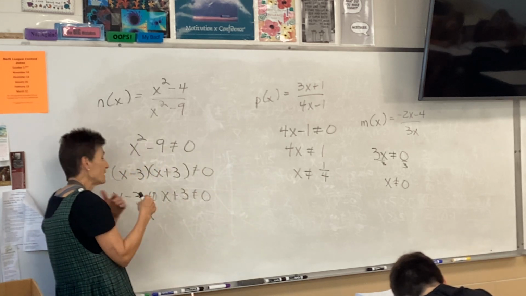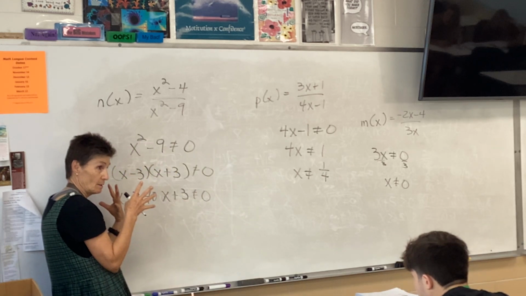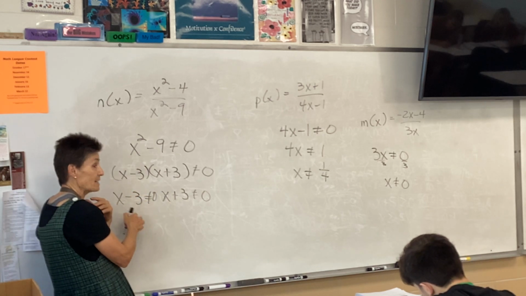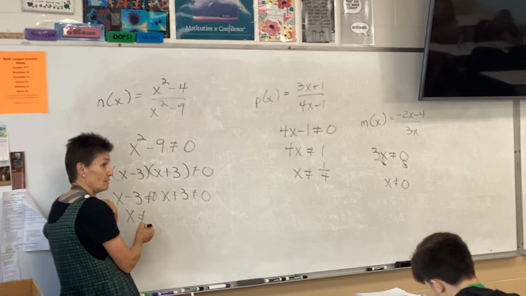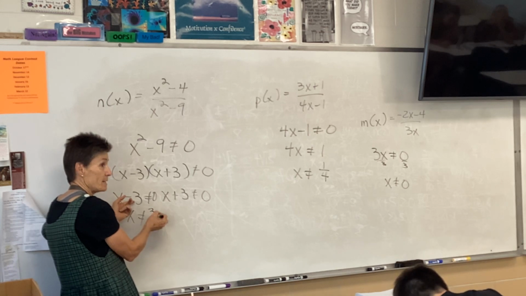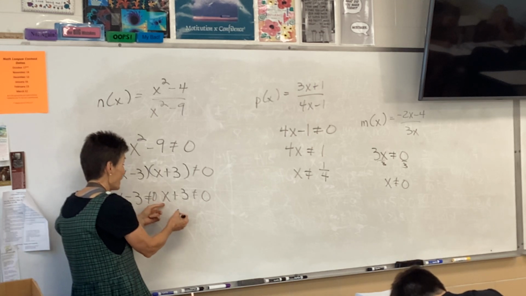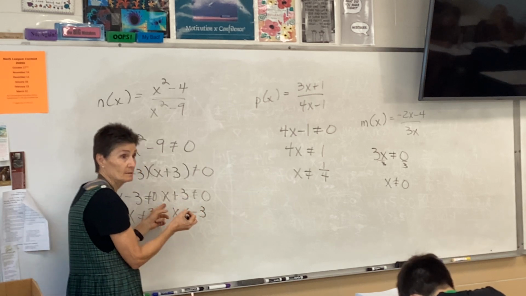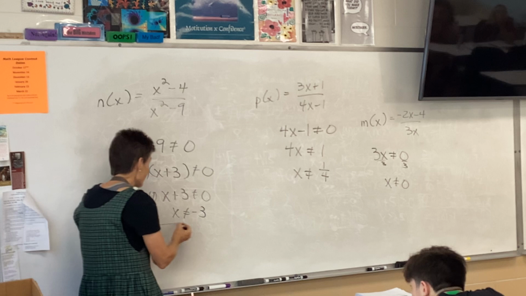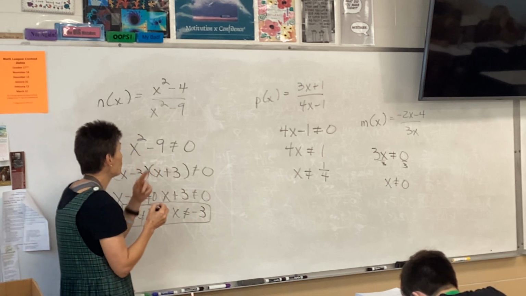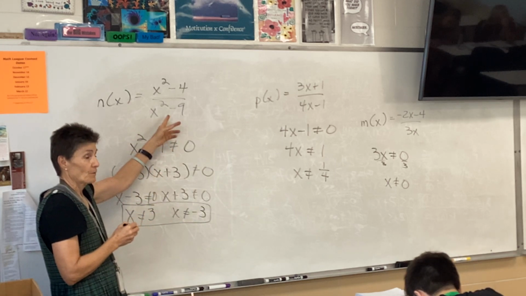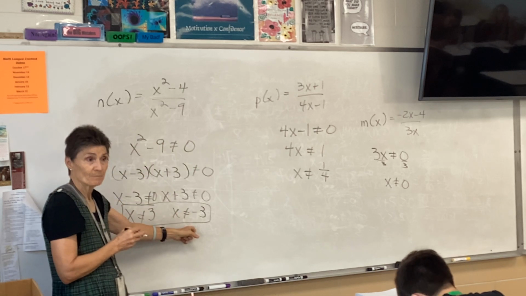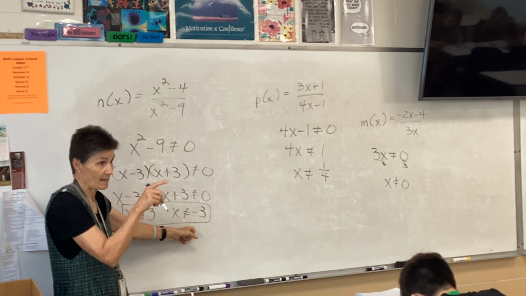So you know how normally you set them equal to 0? Well, now we're setting them not equal to 0. So what does that tell me? X cannot be 3, and x cannot be negative 3. So you can pick whatever x you want for this problem, except 3 and negative 3. There's 2 things down there it can't be.